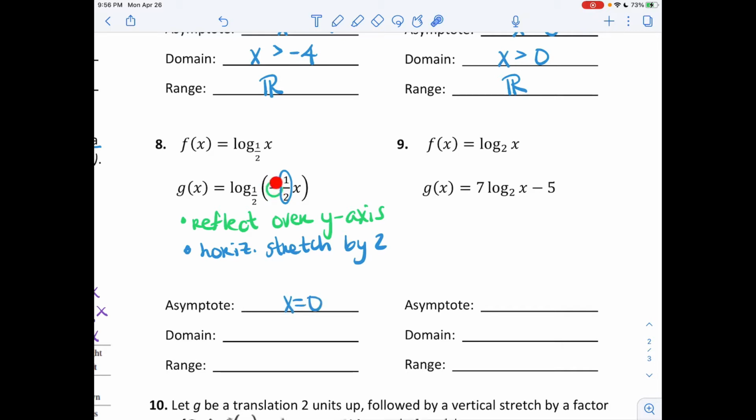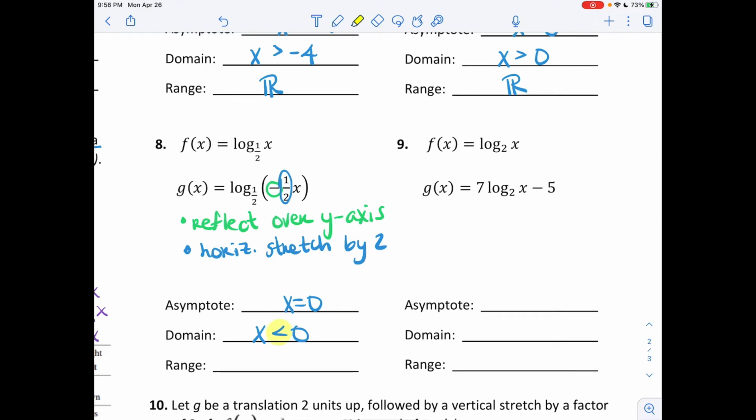However, I have reflected over the y-axis. So think about what that means. That means that anything that was a positive x over on the right-hand side has now flipped over and become a negative x. So my domain is going to be affected here. My domain is going to be x is less than 0, not greater than 0.